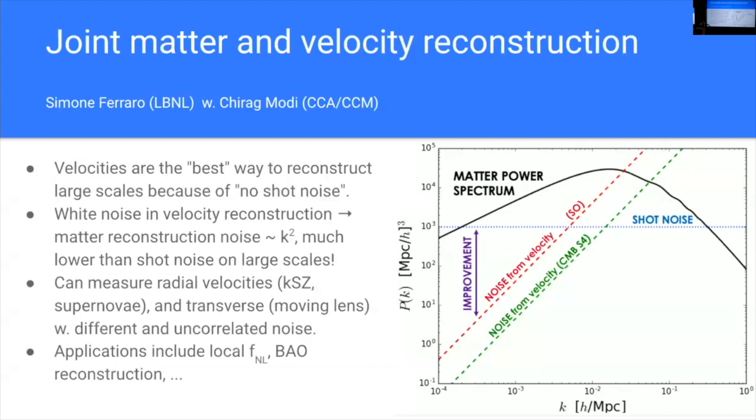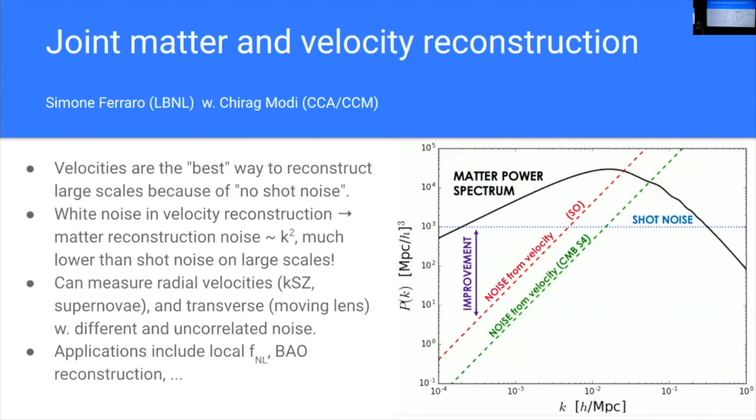So if you go to the right-hand figure, you see the matter power spectrum and what's typically the shot noise for an experiment like DESI. That's your irreducible noise if you use galaxy positions as your cosmological tracers. However, if you measure velocities, for example from kSZ, in this case from Simons Observatory or CMB-S4, that's the noise you get. So you see that you have a large improvement of several orders of magnitude on large scales.